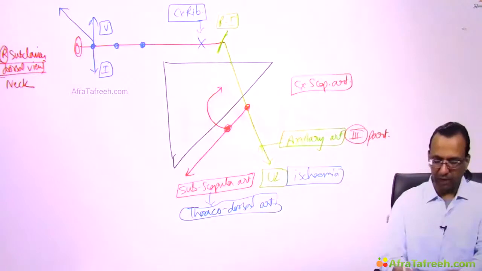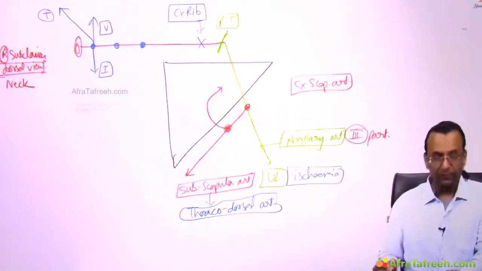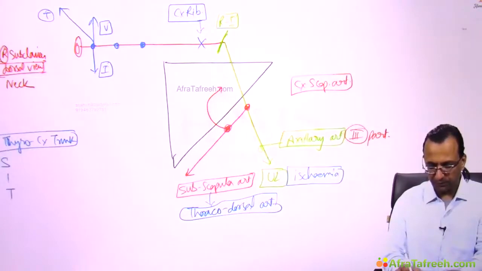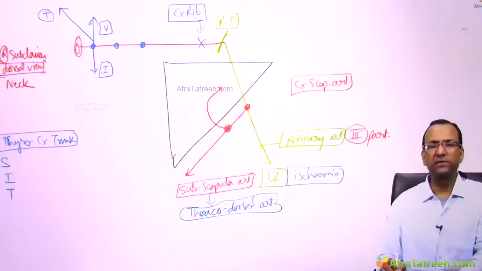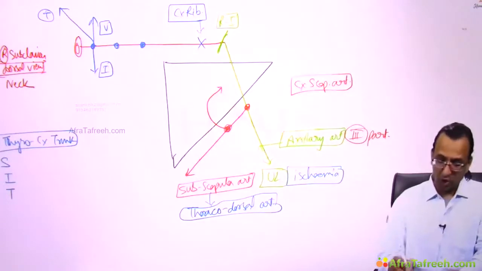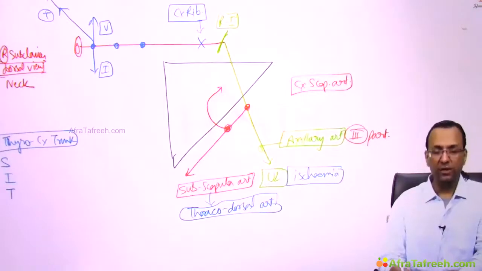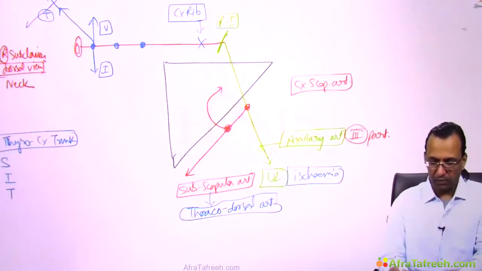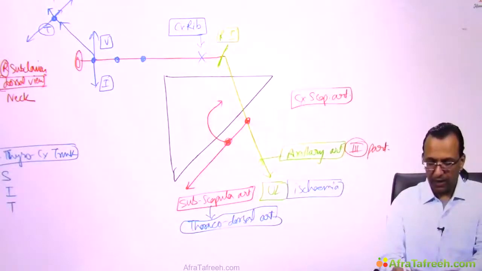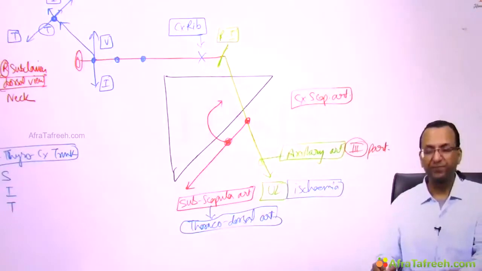branch? The T branch is called the thyrocervical trunk. It itself is giving the SIT branches. You will see that this is the thyrocervical trunk, which is giving three branches. They are called the SIT branches. But what is the S for?